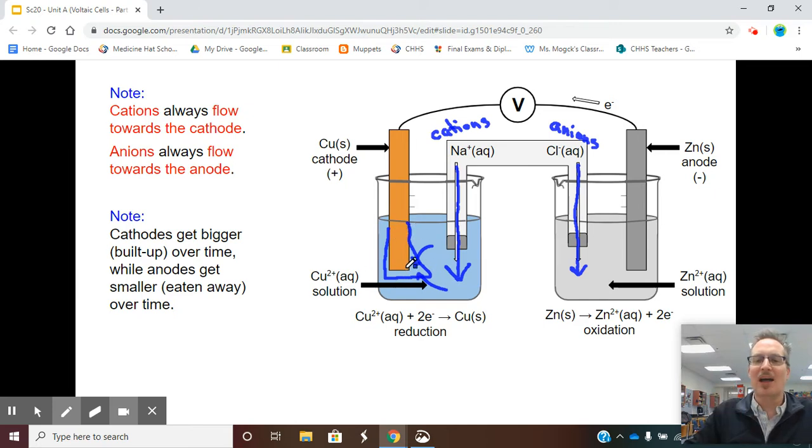Goofy rule number 5. Now, if the cathode always gets bigger, that means over here the anode is going to get smaller over time, or get eaten away. If we look at the half reaction, this should make sense. Zinc solid, my metal, will become ions. It is breaking down into the solution, and my solid is getting eaten away.